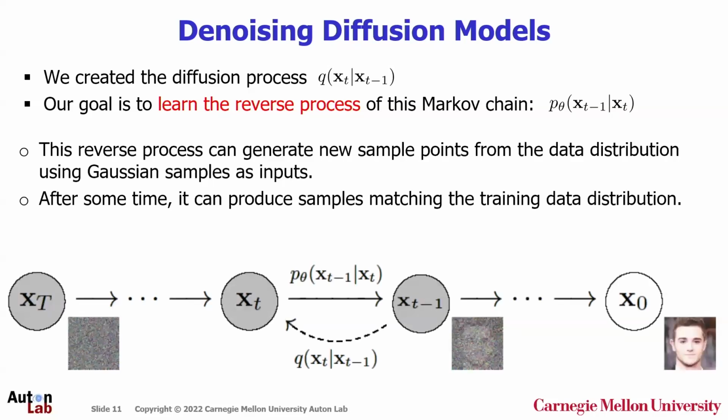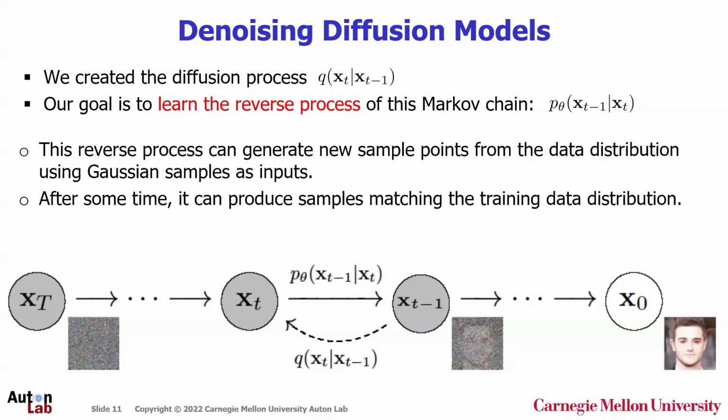So just to be a bit more formal, we start from some x0 image, and then we start adding more and more noise till we get to xt, which looks like very Gaussian noise.